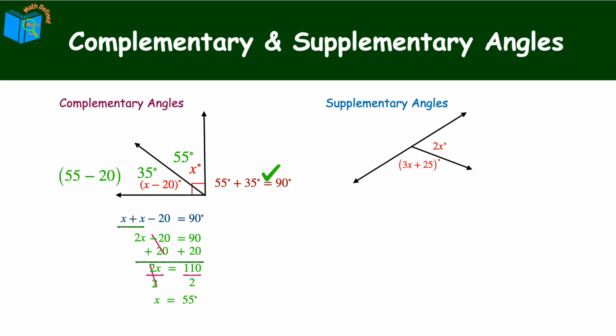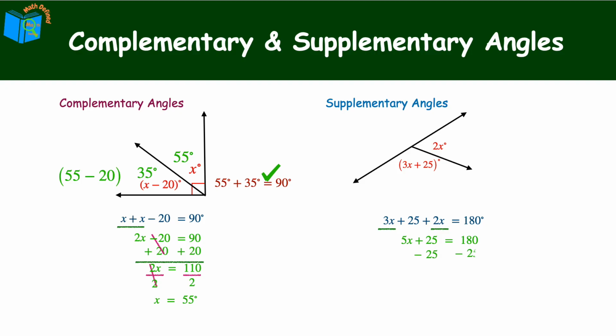This pair of adjacent angles are supplementary, which means their measures add up to 180 degrees. We'll set up an equation to solve for x. 3x plus 25 plus 2x equals 180 degrees. First, combine like terms. 5x plus 25 equals 180.